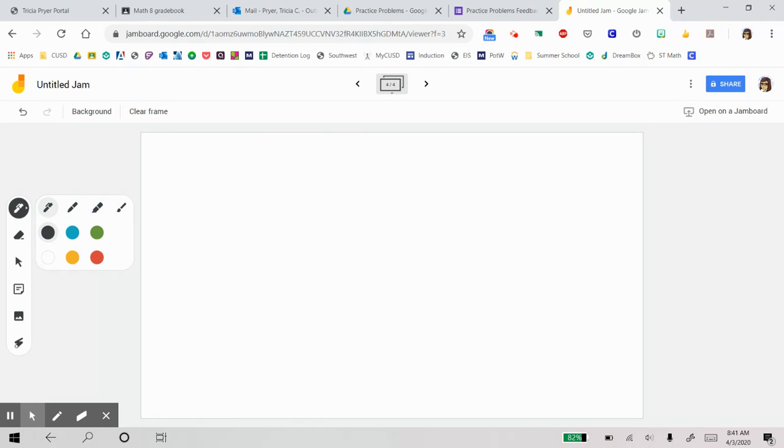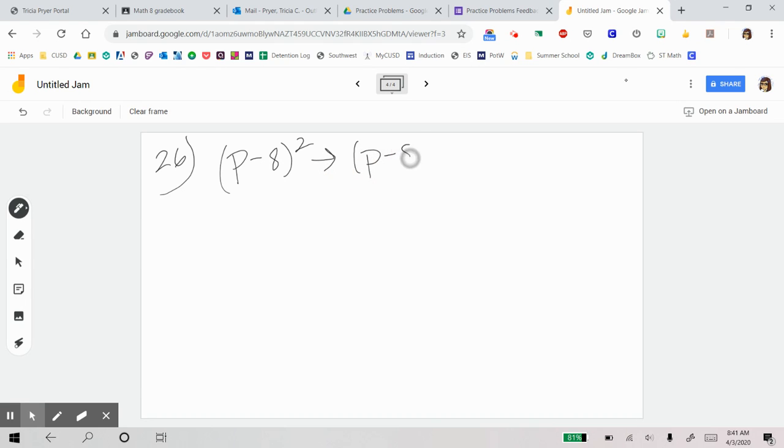I'm going to actually do this one two different ways for you to see. So p minus 8 to the second power. This does not mean distribute the 2 into the parentheses, because this means p minus 8 times p minus 8. So there's two ways that we can do this. The first way that we learned is when you just multiply two binomials. Multiplying two binomials, you guys know actually three different ways to do it.